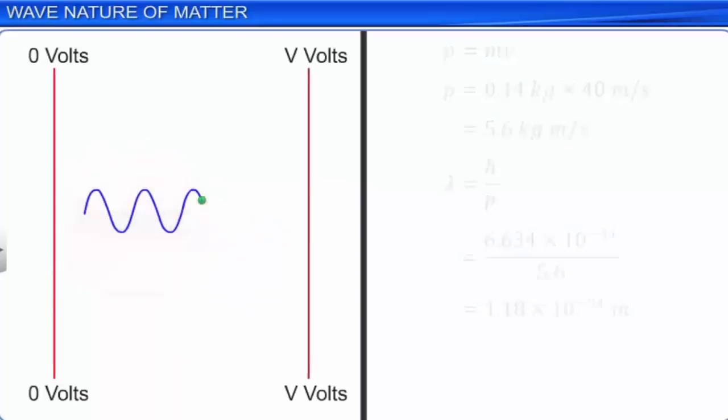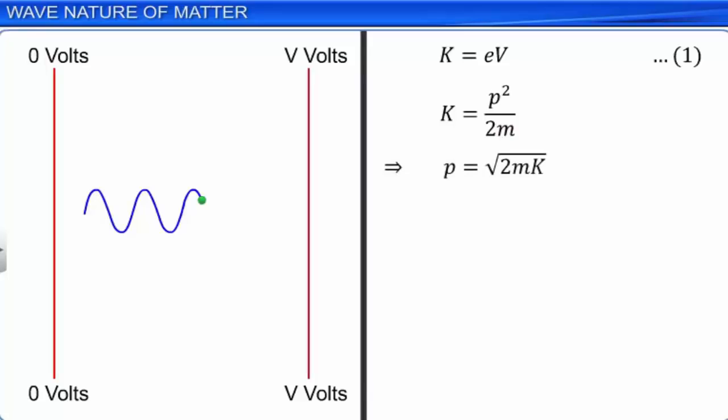The kinetic energy of an electron is equal to the work done on it by the electric field. K is equal to eV. Let this be equation 1. The kinetic energy of the electron is also equal to p squared divided by 2m, where p is its momentum and m is its mass. This equation can be rewritten as p equals square root of 2mK. Substituting the value of K from equation 1, we get p is equal to square root of 2meV. The de Broglie wavelength is now calculated by substituting the value of h and p, that is, h divided by square root of 2meV.